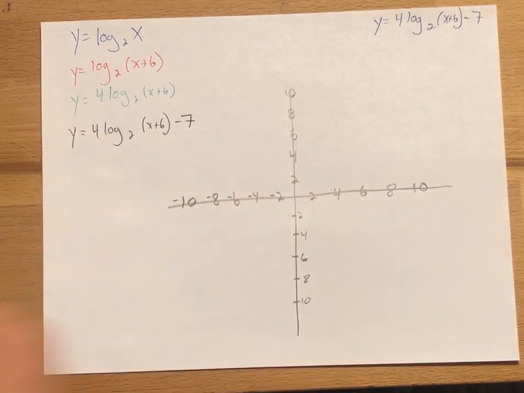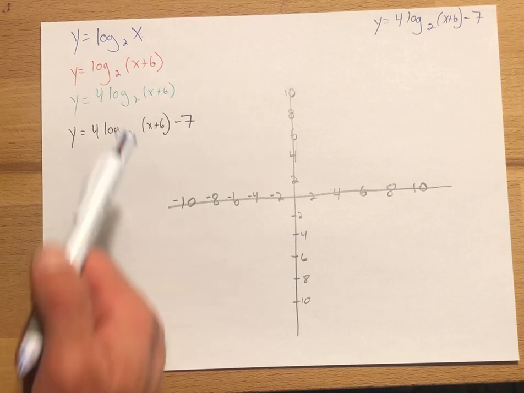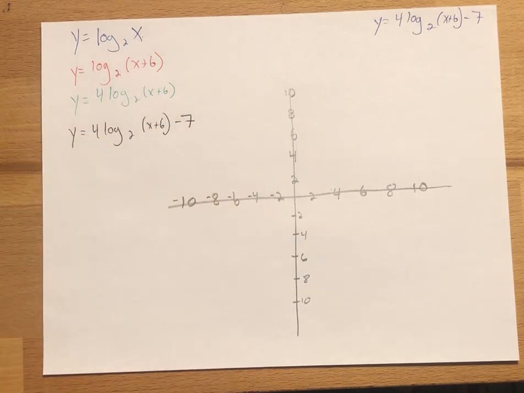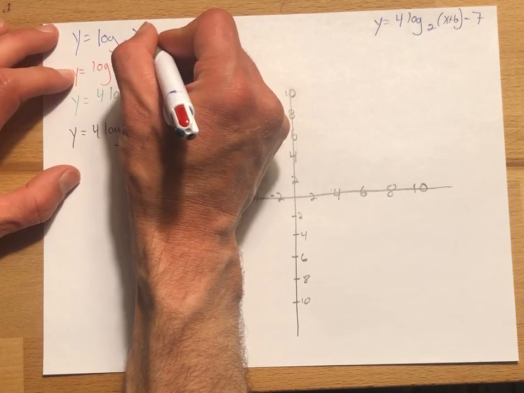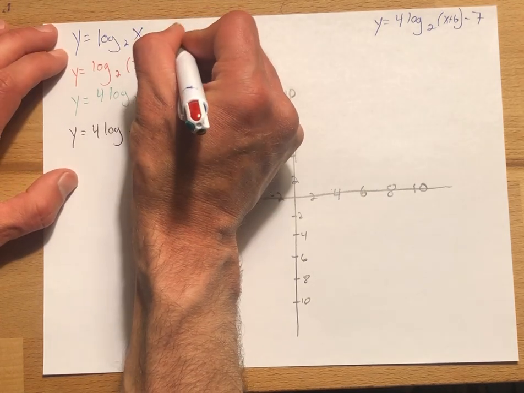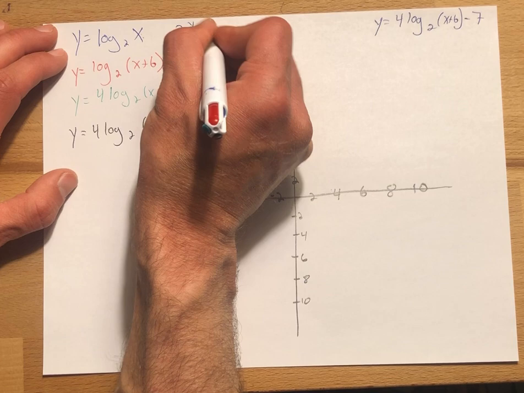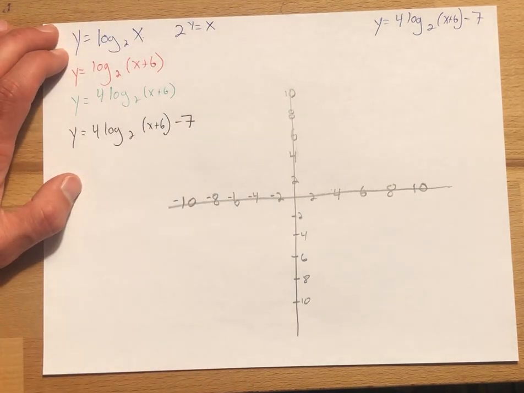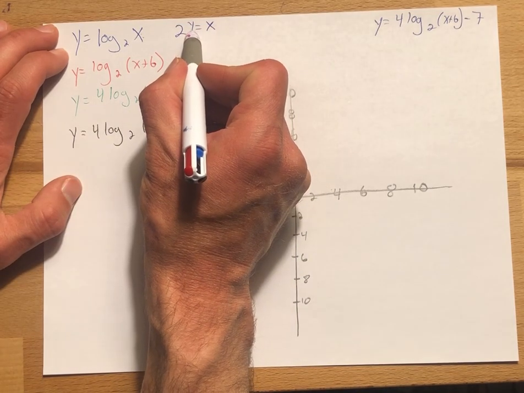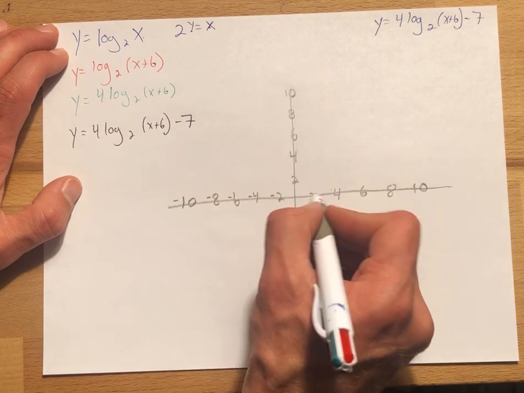All right, let's see how this works in terms of my graph. First off, if I graph y equals log base 2 of x, I'm going to rewrite this in exponential form first. So I'm going to say 2 to the y equals x, but I'm just going to use a couple points. I'm just going to use my x-intercept. If I plug a 0 into my y, my x is going to be 1.